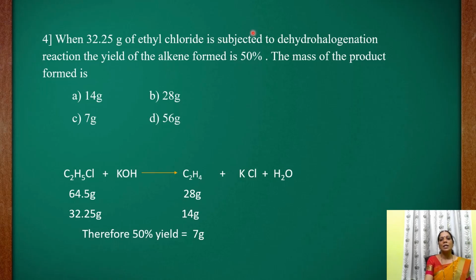What is the yield of the alkene they have given? 50%. That means 50% of the 14 grams means we will get what? 7 grams. Understood, students? The answer for this question, follow the question now. 32.25 grams of ethyl chloride is subjected to dehydrohalogenation reaction. The yield of the alkene formed is 50%, means the mass of the alkene formed is how much? 7 grams. Everything I have written here. Just follow this properly and try to follow the concept. Okay, answer is 7 grams. Follow the students. Now let us check the fifth question.